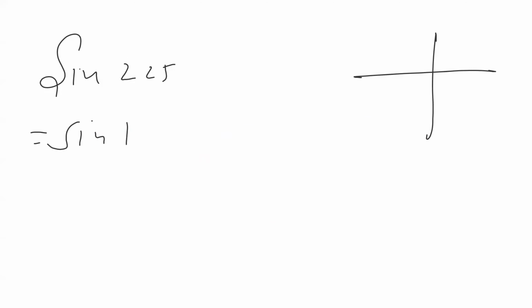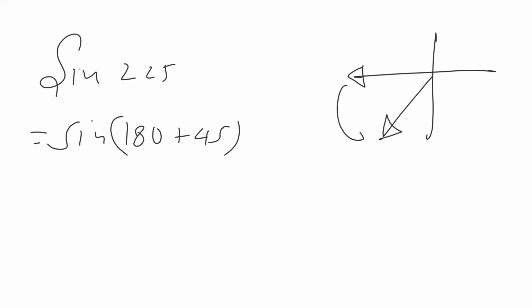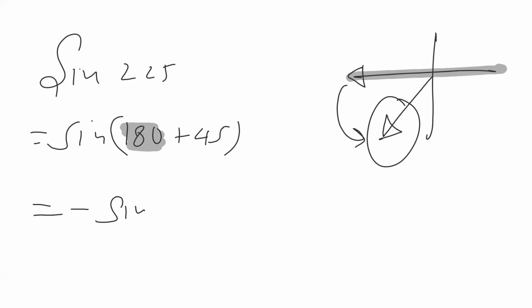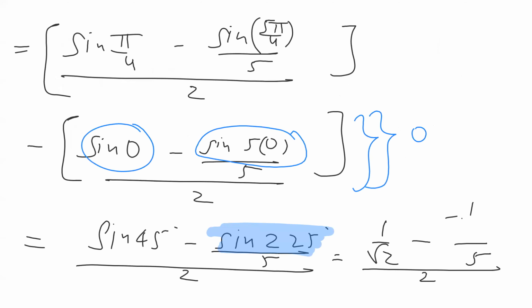Sin 225 is sin of 180 plus 45. 180 is on the x-axis, plus indicates anti-clockwise direction. So in this quadrant, your sign is negative, and we are on the x-axis. 180 is on the x-axis, so sin remains sin. There are no changes in the trigonometric function. So sin remains sin, sin 45. So this is minus 1 by root 2.